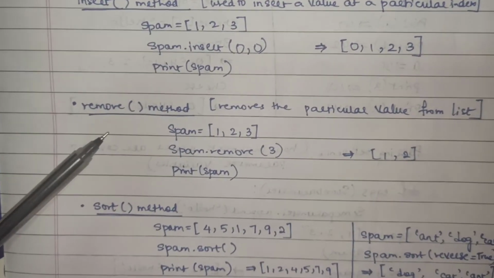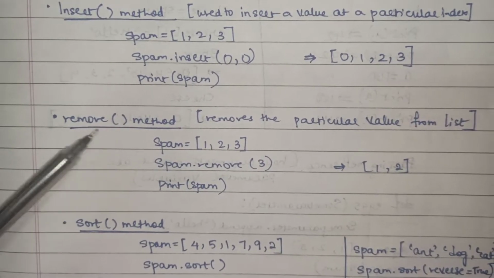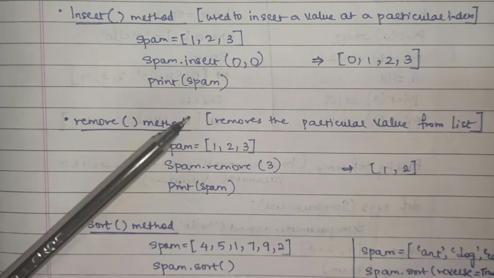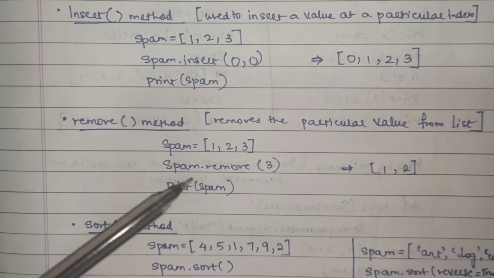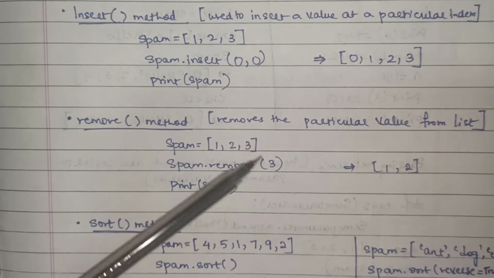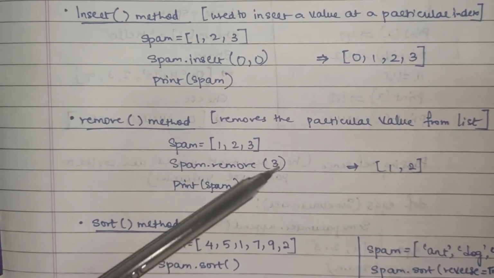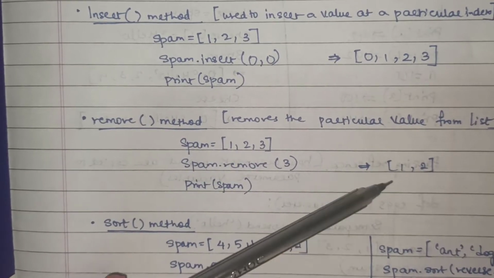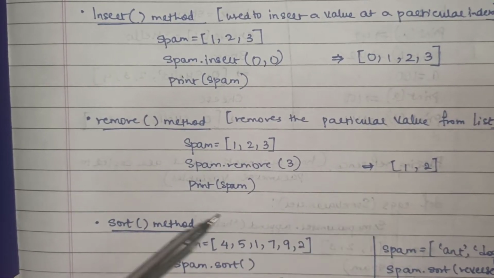Next, coming to the remove method. In the remove method, you remove a particular value from the list. So you have a list spam, and with spam.remove you pass in the element which you want to remove. Suppose you say 3 here and you print spam, the element 3 will be removed, and when you print it, it will be 1 2.